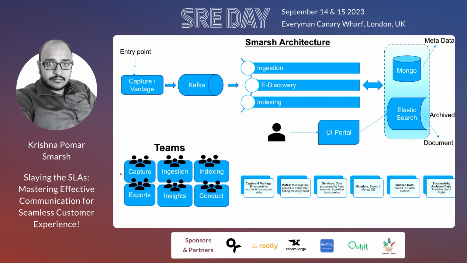We have respective teams working on all of the services. The capture team is responsible for deploying, maintaining, and the observability of the capture services. Similarly, the ingestion team takes care of the ingestion services, and there are the indexing team, and then exports, insights and conduct. This is a pretty high-level architecture of Smarsh.